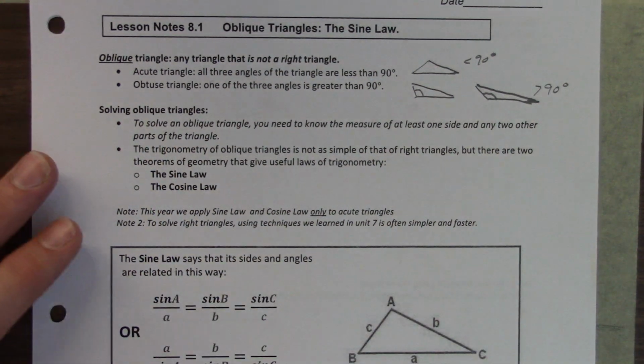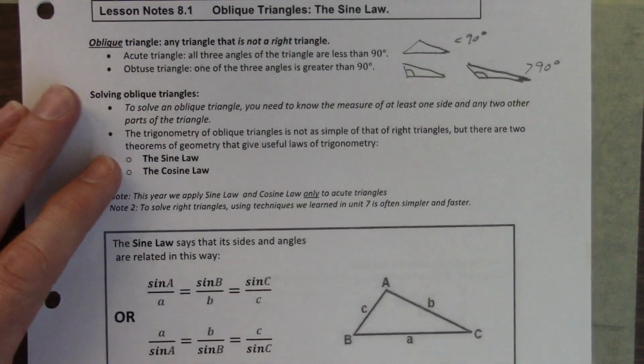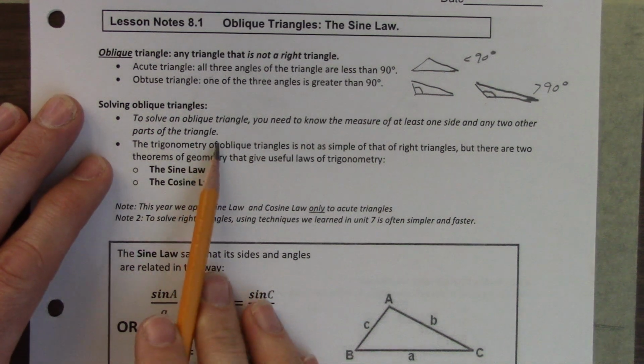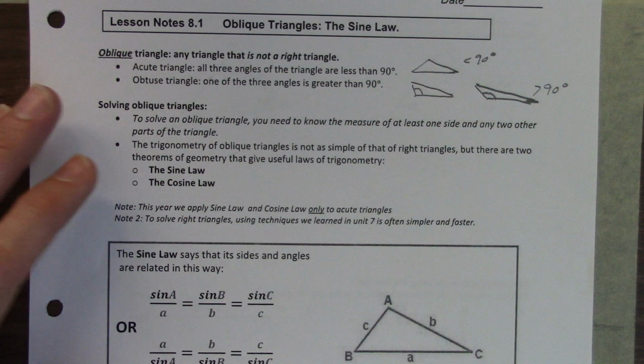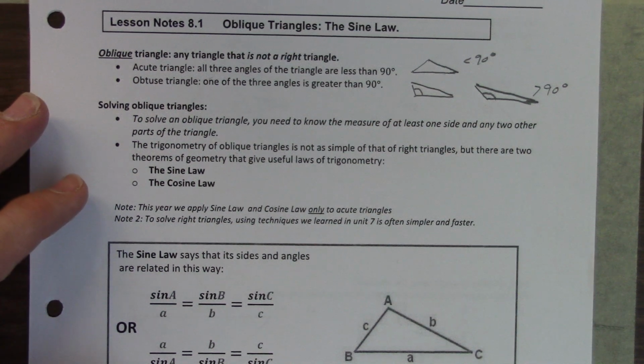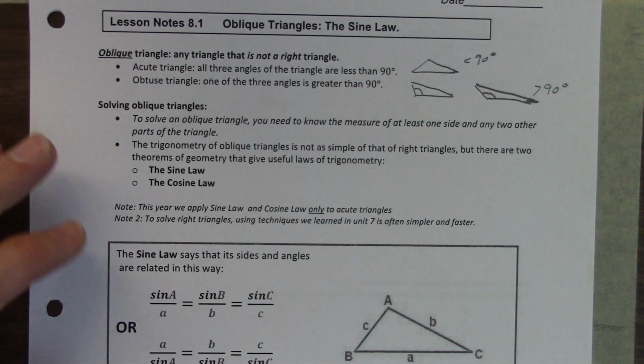Solving oblique triangles. To solve an oblique triangle, you need to know the measure of at least one side and any two other parts of the triangle. So we need three pieces of information, including a side. We could have all three sides, that would help us solve it, or we could have one side and two angles.